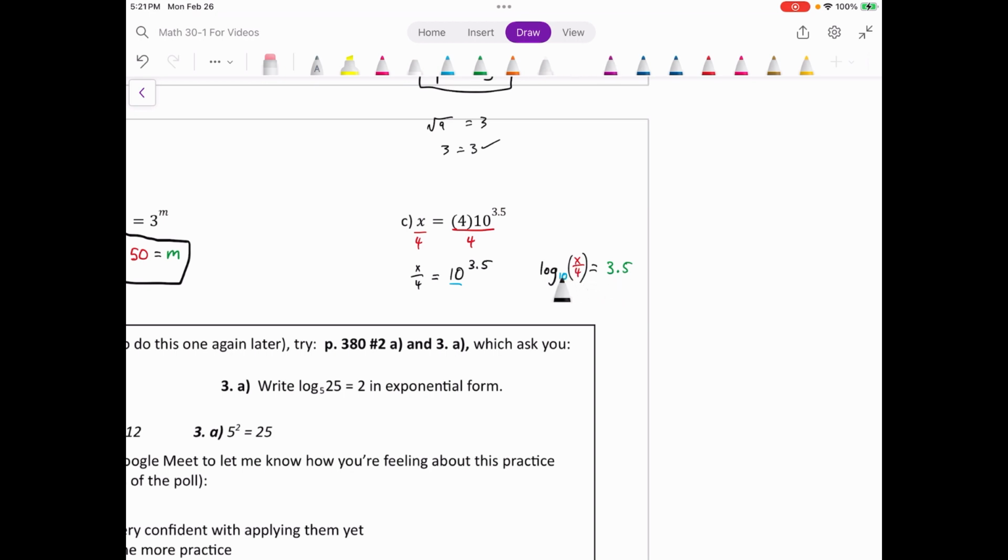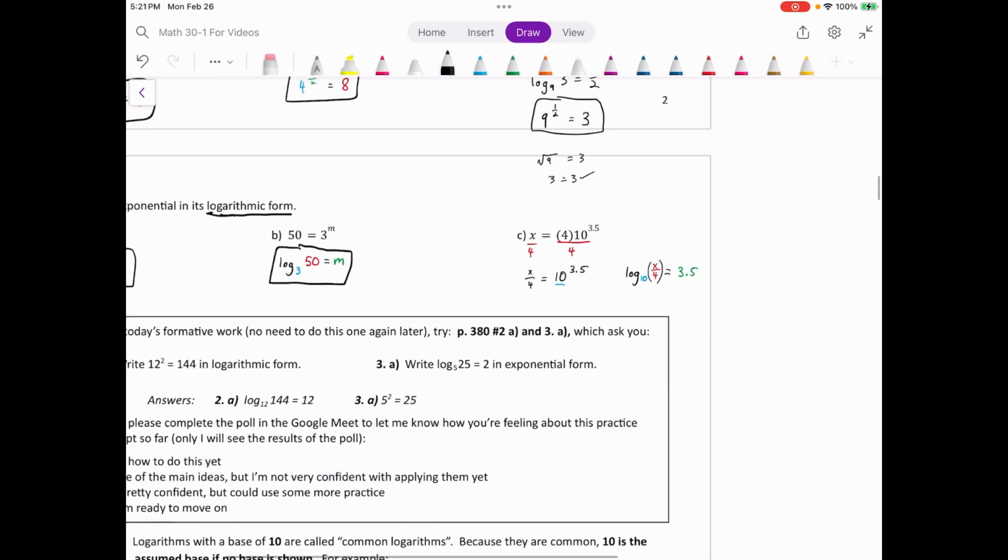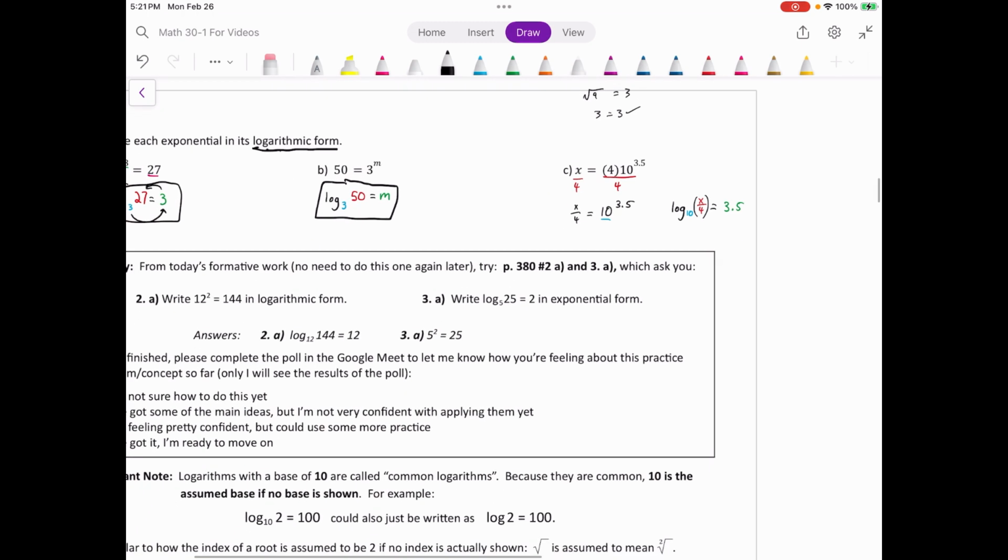3.5. So 10 to the power of 3.5 equals x over 4. That's exactly what we were trying to say. Okay, and that's all a logarithm really does. It represents an exponential relationship in a slightly different way, that can be very useful, as we will see as we go on.